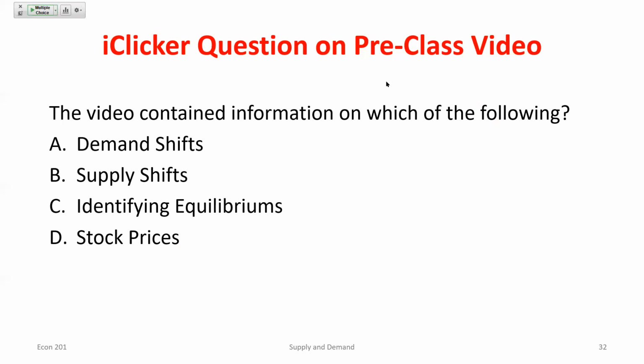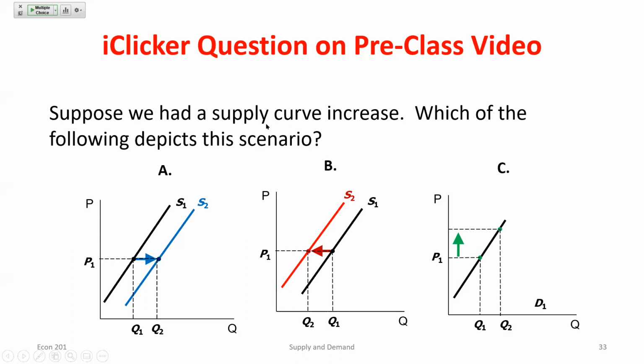All right, so this one should have been pretty easy. What did they go over? Yeah, supply shifts, right? So part of this is that we haven't covered that yet. It's probably the logical next thing we're going to do. We went through demand shifts. We talked about supply. Now the next thing is going to be supply shifts.